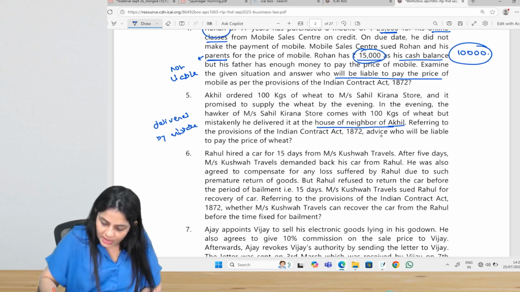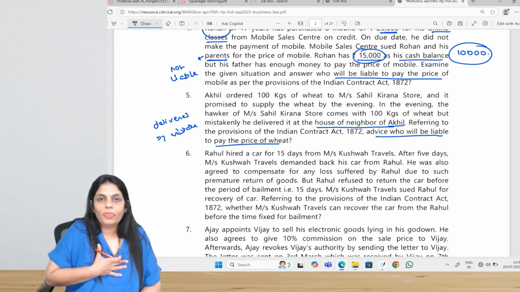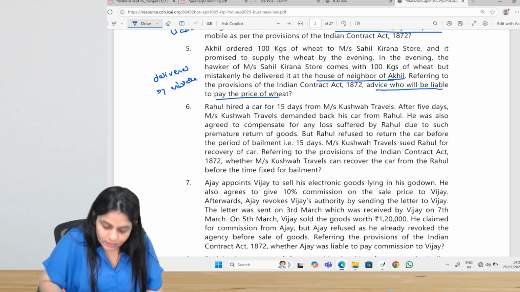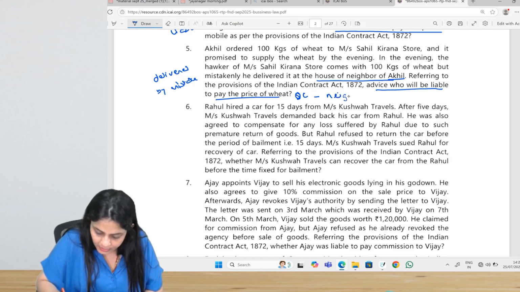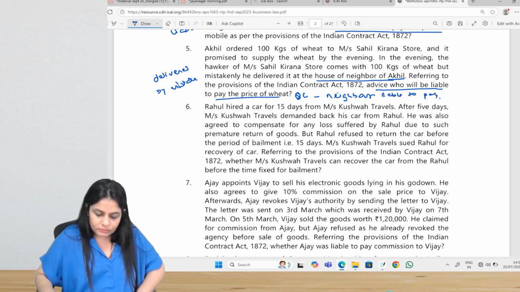Referring to the provisions, advise who will be liable to pay the price of the wheat. Since I never got the goods, why will I pay? My neighbor got it and he kept it. So, under quasi contract, there is no contract between the neighbor and the Kirana store. But under quasi contract, the neighbor is liable to pay. Correct? The neighbor is liable to pay.